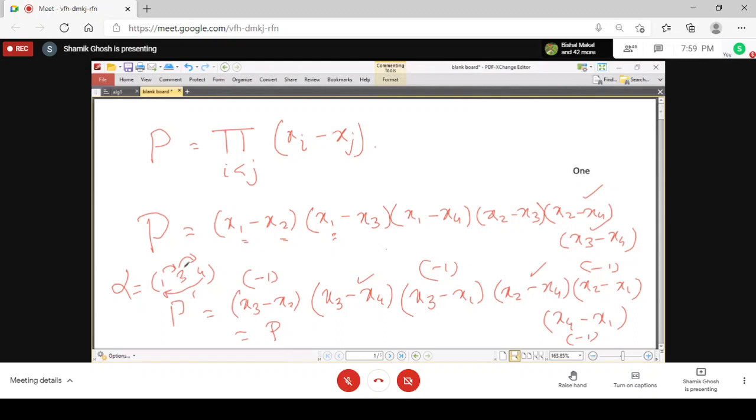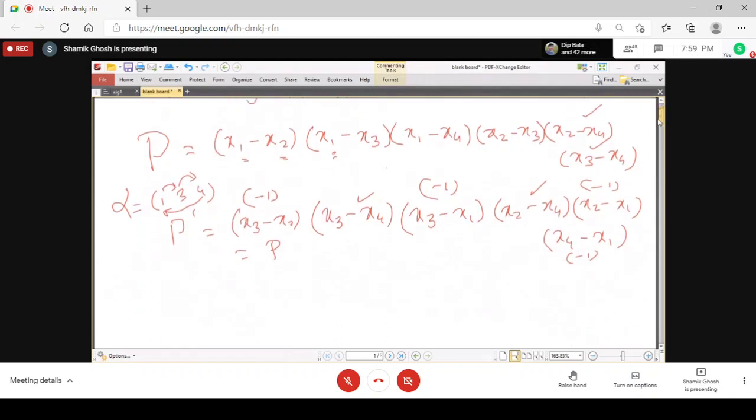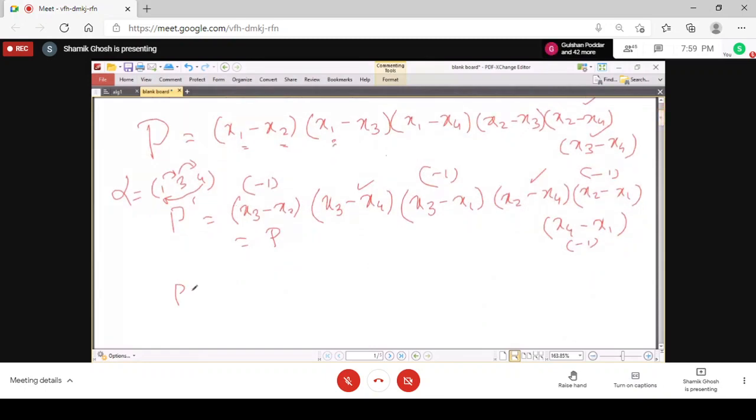So under any application of a permutation, either P changes to minus P, or P remains itself, P. So if we can show that under an even permutation, which you see can be expressed as a product of two transpositions, P does not change, and under an odd permutation, it always changes to minus P, then we are done, and then we can prove that no permutation can be expressed both as a product of an even number and as a product of an odd number of transpositions.